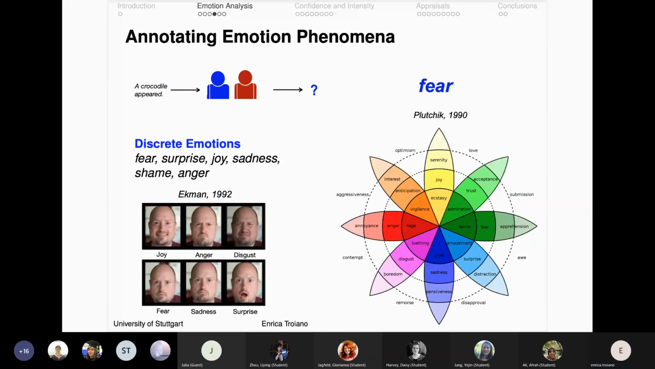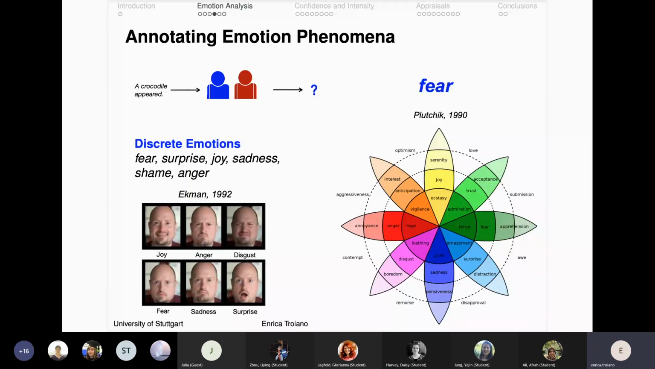Now, the specific types of emotions that we give to the annotators depend on the psychological theory that we follow. According to Ekman, we have 6 basic emotions: fear, surprise, joy, sadness, shame, and anger. And these emotions are associated with some prototypical facial expressions, which you see my supervisor do in this picture.